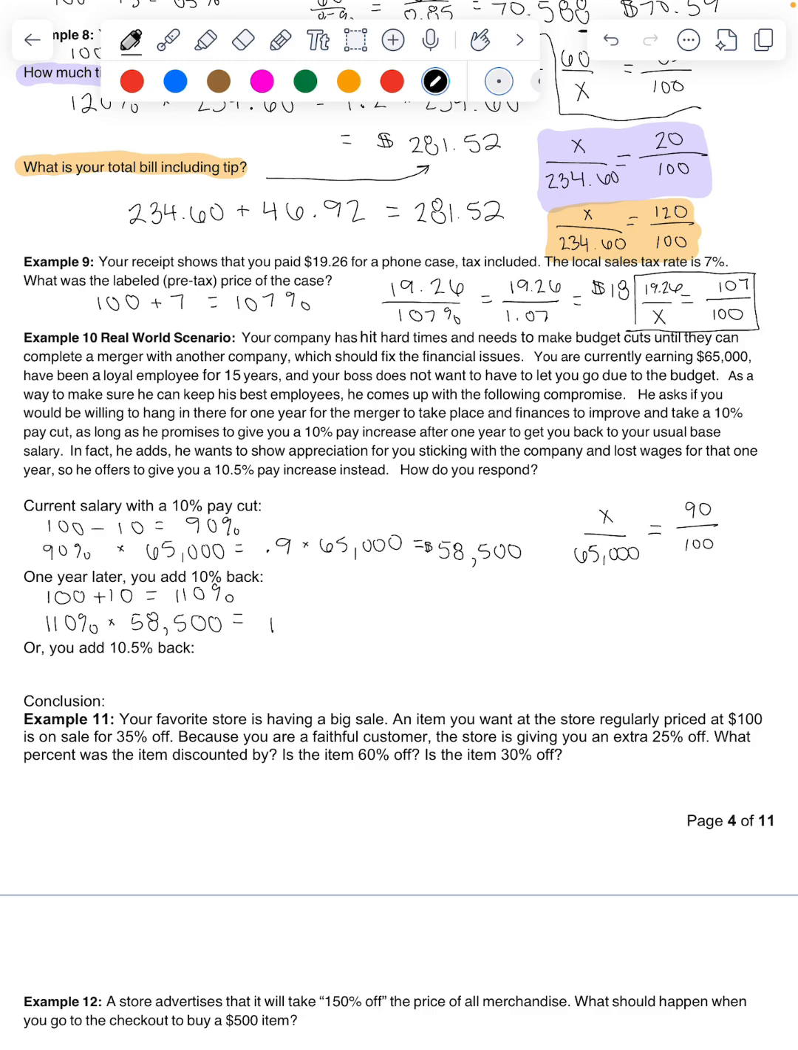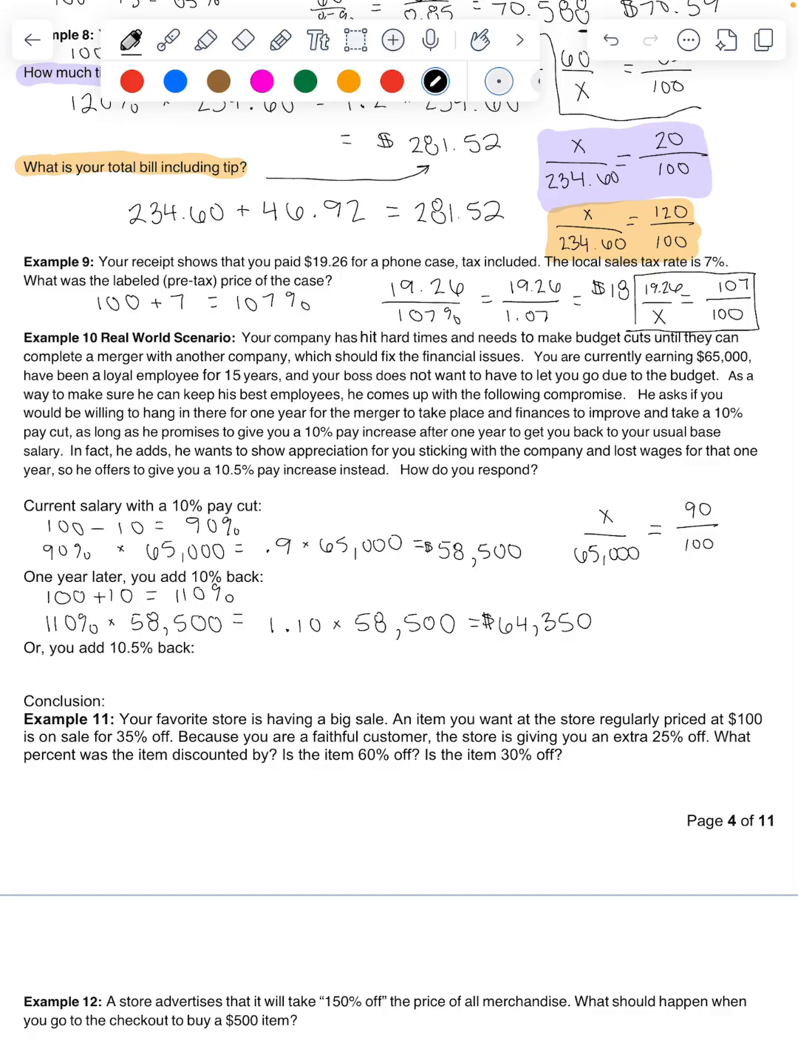So 110% times 58,500 is 1.10 or 1.1 times 58,500. And I am getting 64,350. Now that's not good. I'm not back to my original salary.